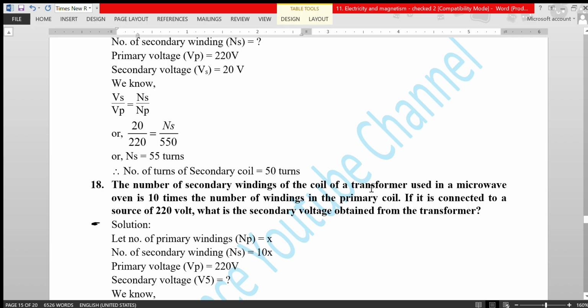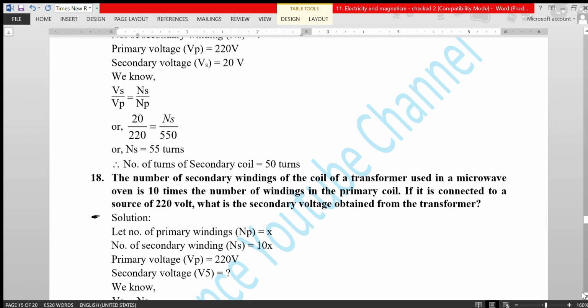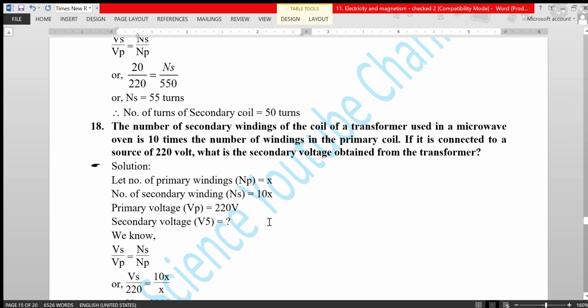The number of turns of secondary winding of the coil of a transformer used in a microwave is 10 times that of the primary winding. If it is connected to the source, what is the secondary voltage? So the secondary winding is 10 times the primary winding. So let the primary winding be x, the secondary winding will be 10x. Primary voltage over secondary voltage equals primary turns over secondary turns.